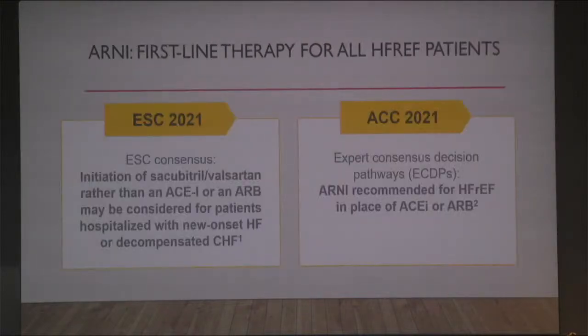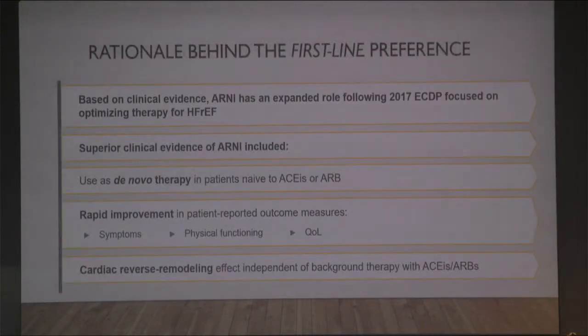So if you combine these two, you find that the guideline-directed maximal therapy is to be instituted as early as possible and probably in the index hospitalization only. And initiation of sacubitril valsartan rather than ACE inhibitor or ARB may be considered in patients who have been hospitalized for a new onset heart failure or decompensated heart failure.